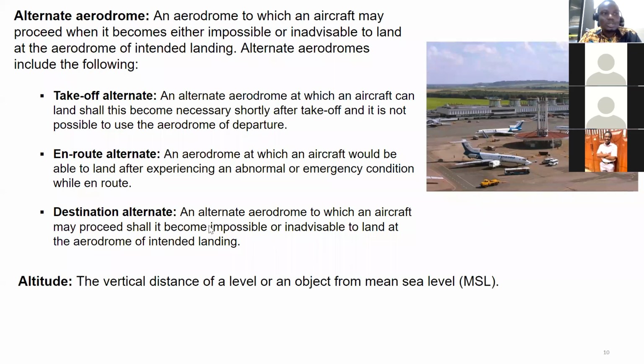So when we talk of altitude, we are looking at the vertical level from mean sea level. That is different from the aerodrome level. Okay, it's different from the aerodrome elevation. So altitude, and this is also clearly different from flight level. We'll look at all those in detail as we move on. So by altitude, we are looking at the vertical distance above the mean sea level.